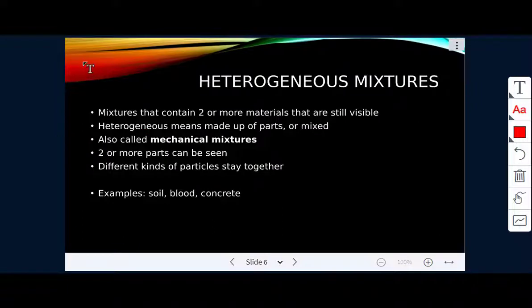And then a heterogeneous mixture, it contains 2 or more materials, but they are still visible. So they're made up of parts. They're also called mechanical mixtures. And 2 or more parts can be seen. Different kinds of particles, they stay together. So examples of heterogeneous mixtures, soil, you could see different parts in soil. Blood, you could see the different parts in blood. Then concrete's another example.